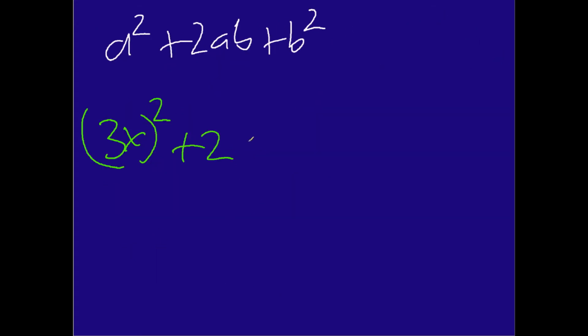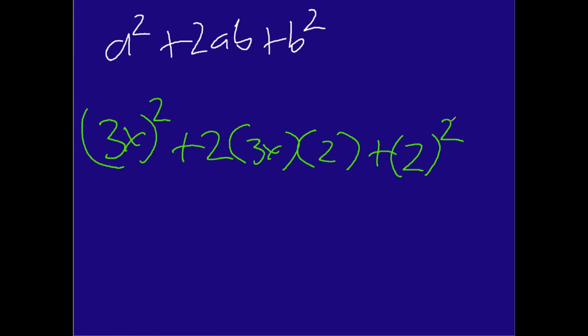So now times a, which is 3x, times b, which is 2, plus b, which is 2, and we're going to square that. Now, if we go through all the steps appropriately here, we will get the original answer. But that's not what we want. We want the factored answer. And that's very clear if you look at this carefully.